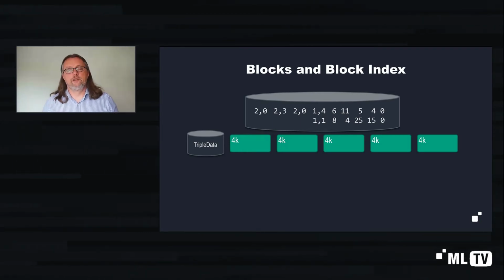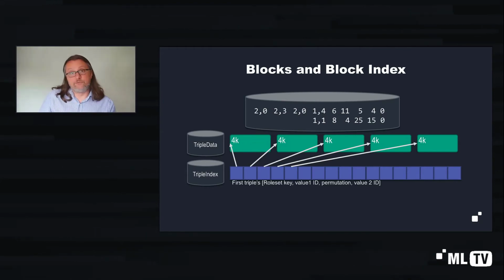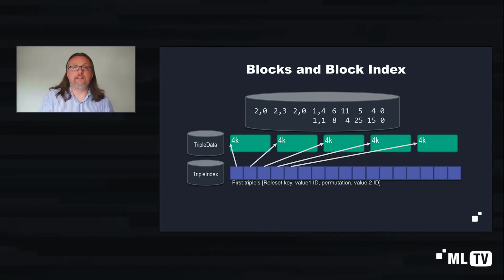We choose to read the fewest number of blocks in order to answer the query. Now, in order to know what information is in those blocks, we actually have an index file to the index. These are the names of the files on disk at the side here on the left-hand side. Triple data contains the blocks, and triple index contains information telling us what those blocks have in them.